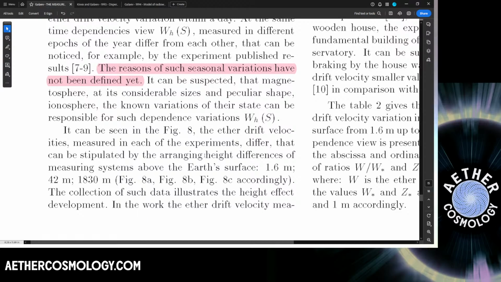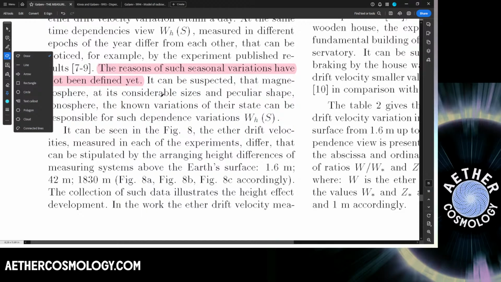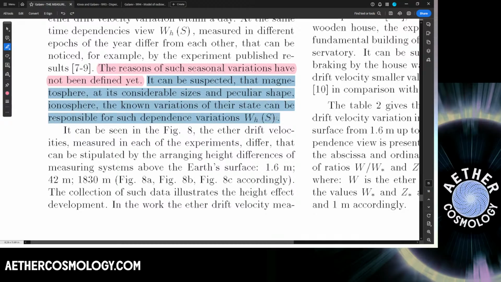Ooh, you're talking about those spheres, those concentric circles of ether wind, relating to the sidereal time right here in the magnetosphere. It's like, yo, right after he talked about how it has not been defined yet.